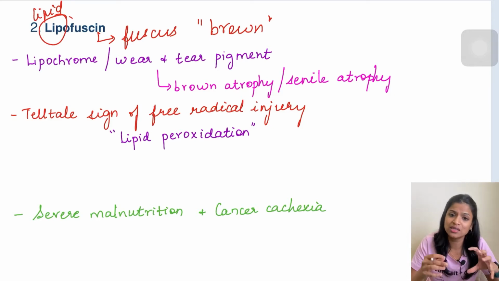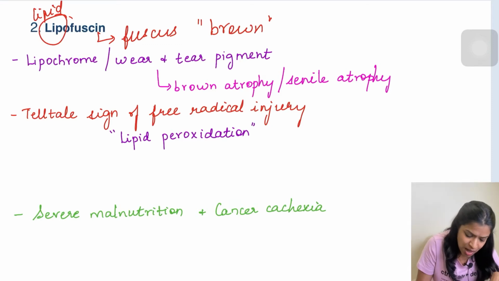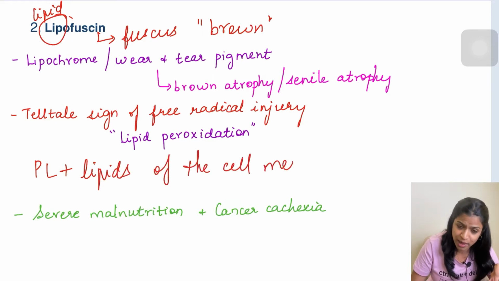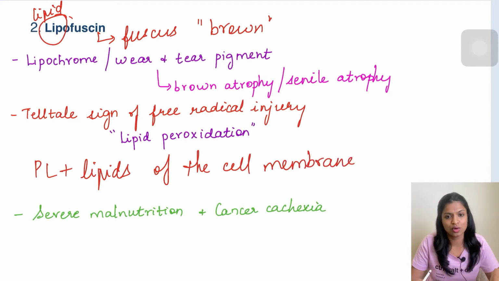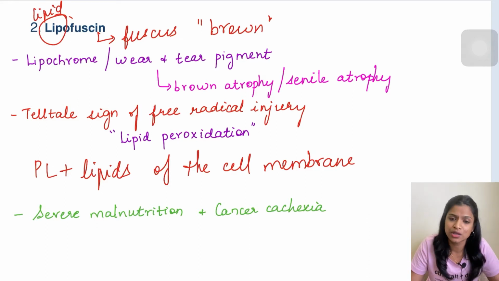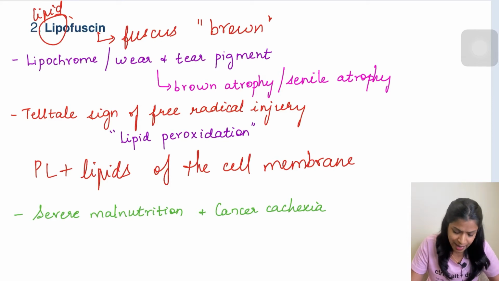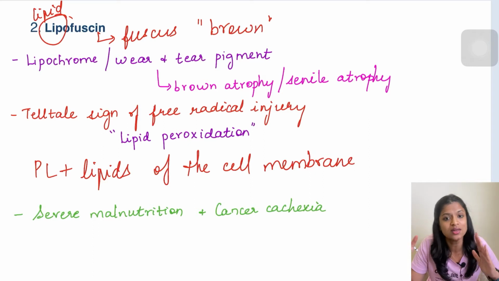So lipofuscin is derived from phospholipids and lipids of the cell membrane. The phospholipids and the lipids of the cell membrane are what constitute the lipofuscin, okay. Because of lipid peroxidation as a result of free radical injury, this lipofuscin is formed, and that is why it is rightfully called the telltale sign of free radical injury.